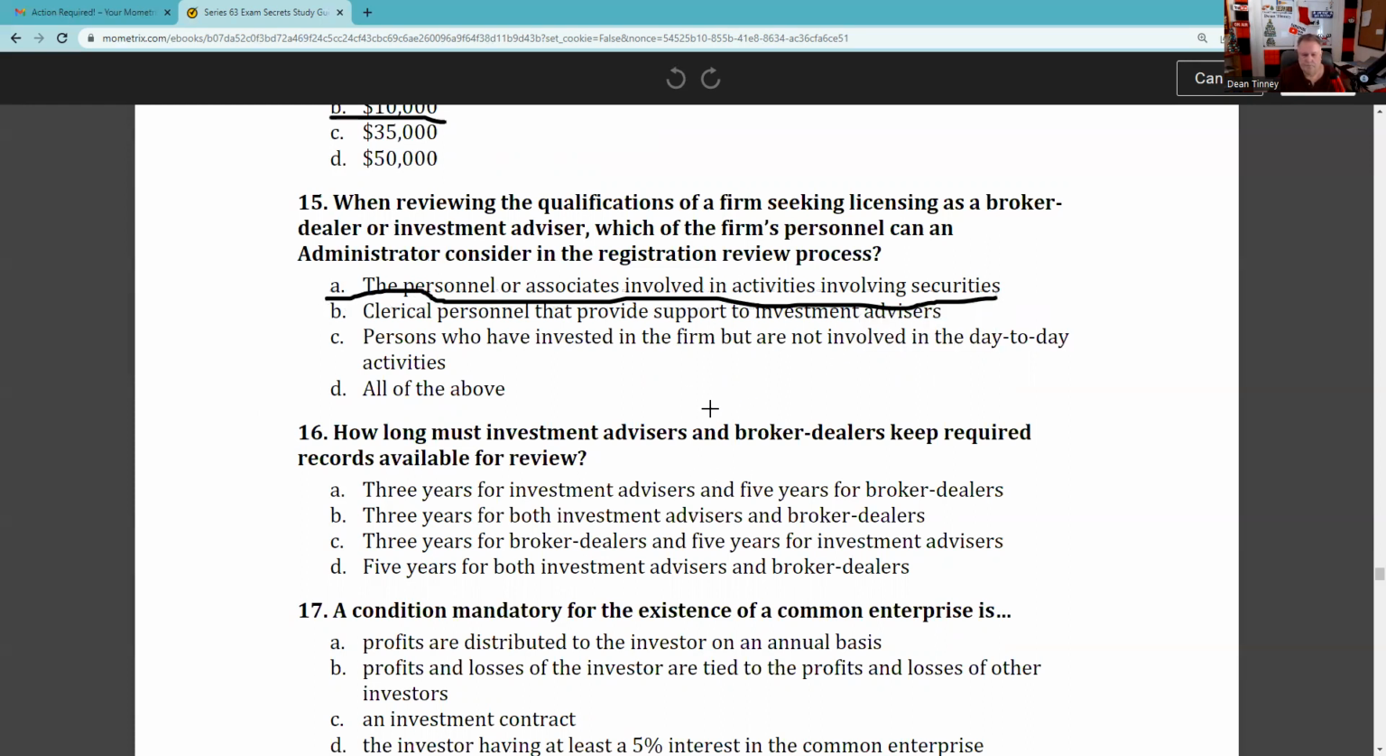Persons who have clerical personnel. Nope. The key pivot word: clerical. Sometimes they say on the test, solely clerical. See, not involved in the day-to-day operations. So yeah, it looks like A is the person.